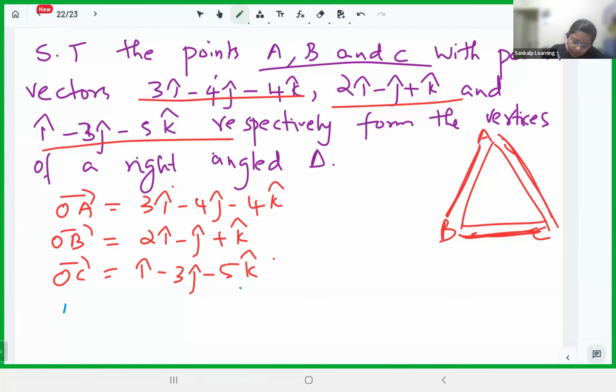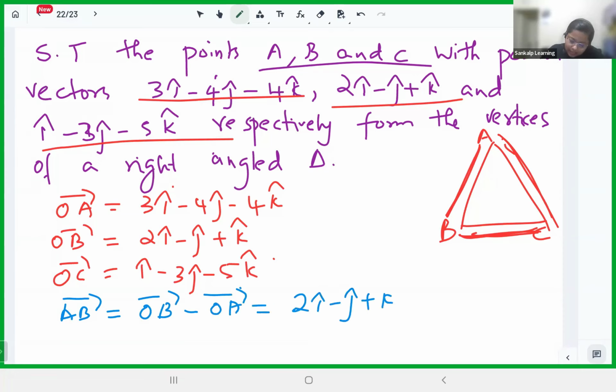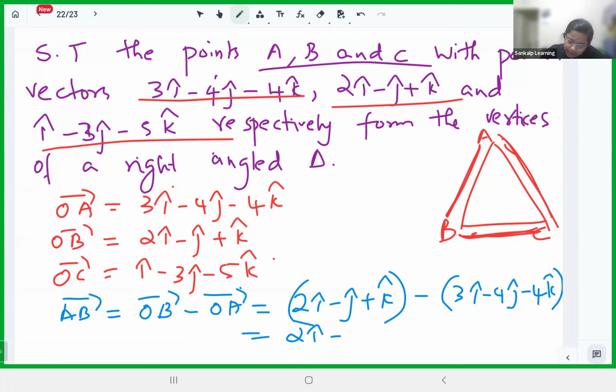So first we can find out vector AB. Vector AB is equal to, we know, OB minus OA. What is OB? 2i minus j plus k. So 2i minus j plus k minus (3i minus 4j minus 4k). Alright, so this is equal to 2i minus 3i, right? Sorry, it is 2i minus j plus k minus 3i plus 4j plus 4k, because we have to change the sign as we are multiplying with the minus outside, right? So the sign changes within the bracket.